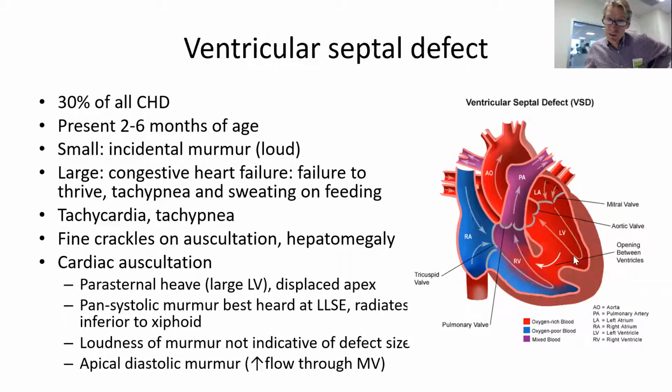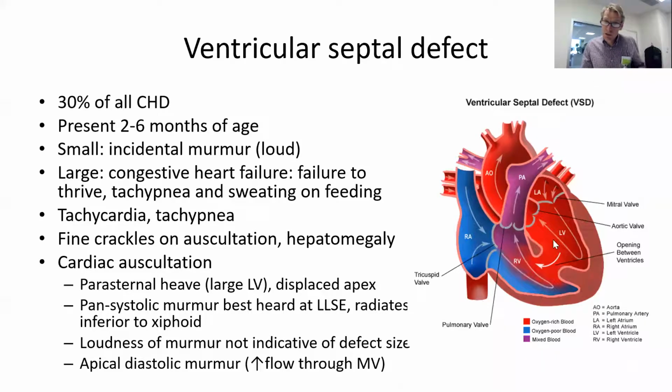When you've got a VSD, just to explain the diagram, it causes a left to right shunt because the blood preferentially flows from the left ventricle into the right ventricle across the VSD. And so, as I said, this causes a left to right shunt. And it's the amount of blood that goes through the right ventricle and then through the lungs that dictates just how much pulmonary congestion there is.